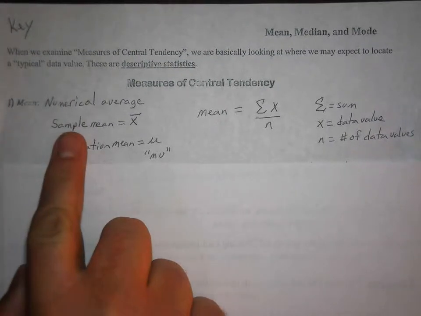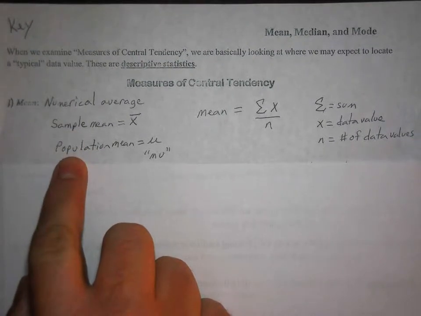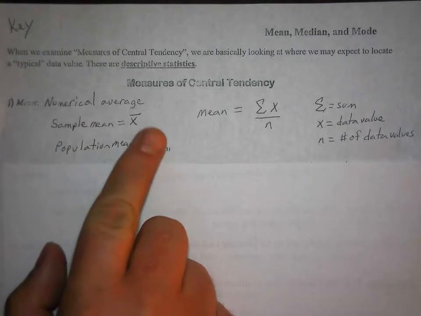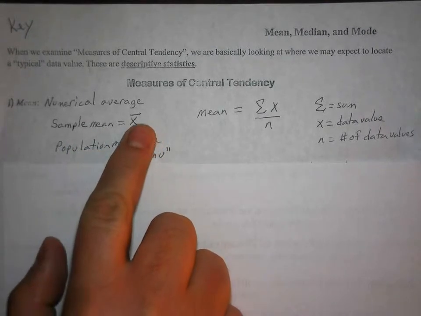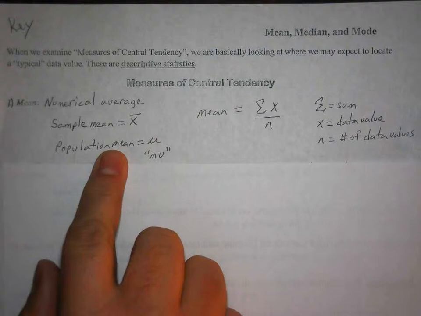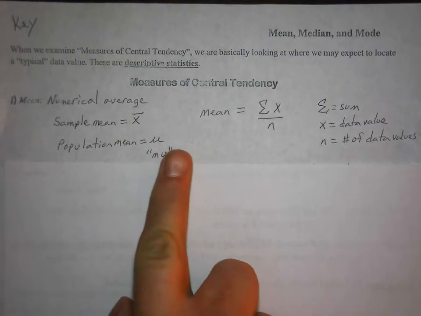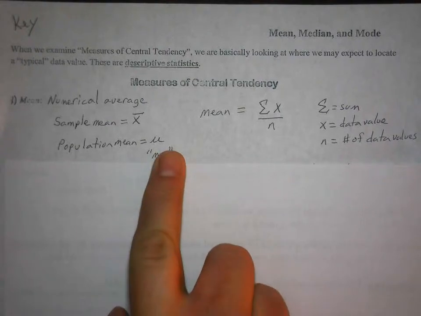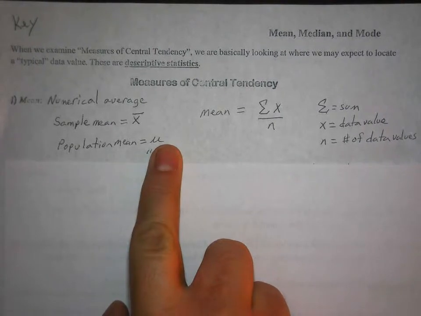Now we talked about sample and population, and there are two different symbols. X bar, X with the line over it, is your sample mean. The population mean is the Greek symbol mu. It kind of looks like a cursive U. You can look at it that way.